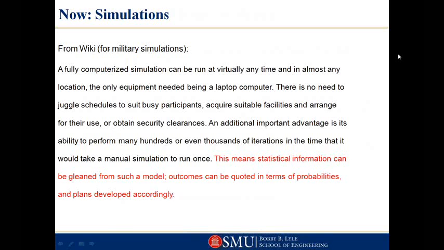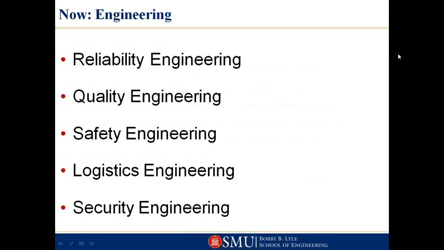Of course, simulations. And you talk about video games. You talk about war games. You talk about military. And this is one from Wiki I just pulled down. But under the covers of simulations is volumes and volumes of data and scenarios and information of things that have historically happened to then use that to predict what might happen in the future. So this means statistical information can be gleaned from such a model. Outcomes can be quoted in terms of probabilities and plans developed accordingly. So another decision support kind of thing. But what runs on it? So I'll leave you to read this fully.